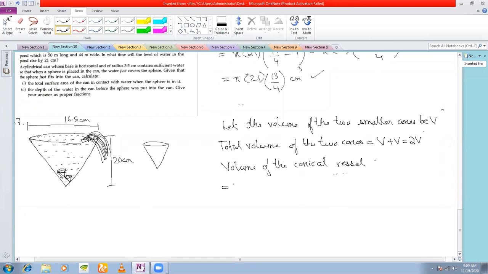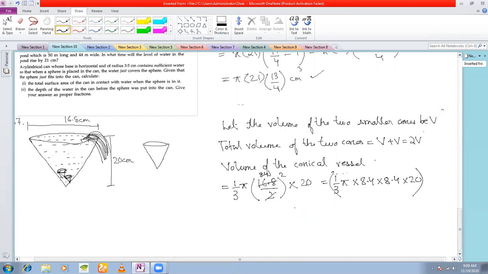One third pi r square h. One third pi. The diameter is given to be 16.8, so the radius will be 16.8 by 2. One third pi r square into height, which is given to be 20. This is the volume of the conical vessel. So you can cancel here, you get 8.4. So you get one third pi into 8.4 into 8.4 into 20. This is the volume of the conical vessel.